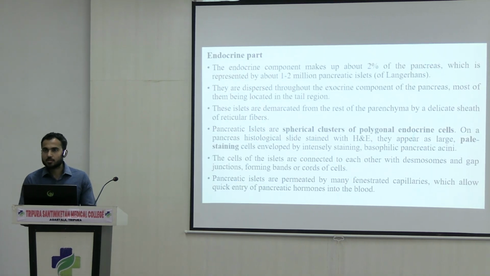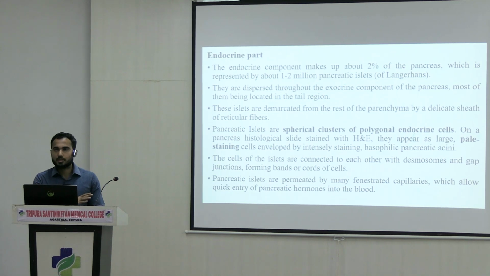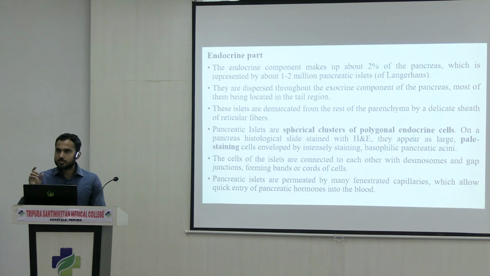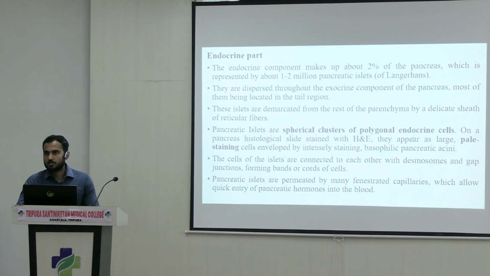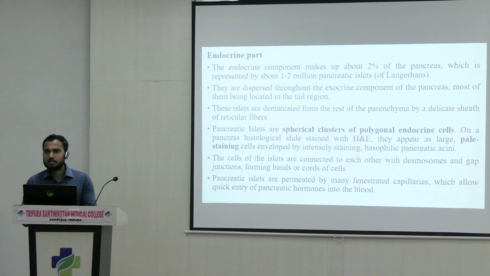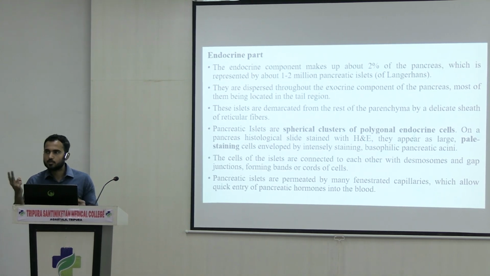Next is the endocrine part. So we have seen about the exocrine part. Next is the endocrine part. If you see the endocrine part, only 2% is made up of endocrine part. The remaining 98% is made up of exocrine part. That means the main bulk of the parenchyma is made up of exocrine part. Only 2% is made up of endocrine.